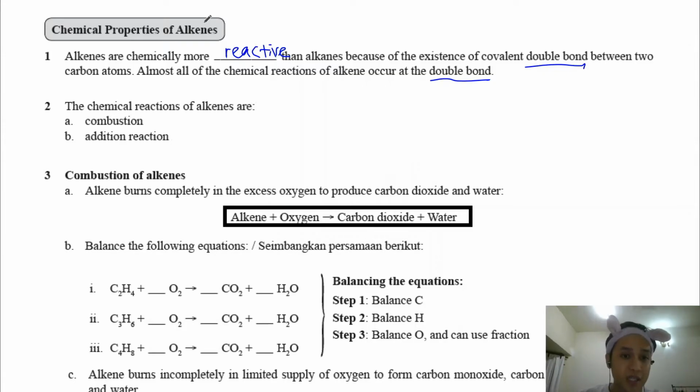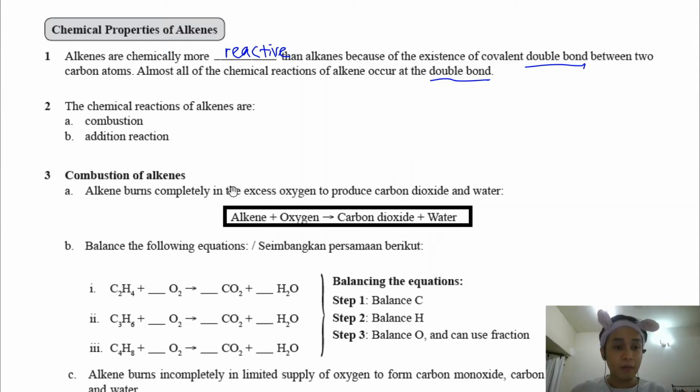Alright, so technically for alkenes you have two chemical reactions. The first one is the same as your alkanes, which is combustion. And the second one is addition. For alkane, you only have one substitution reaction. But for alkenes, you will have 6 different addition reactions. So it's actually a lot. But first, we're going to go into combustion first.